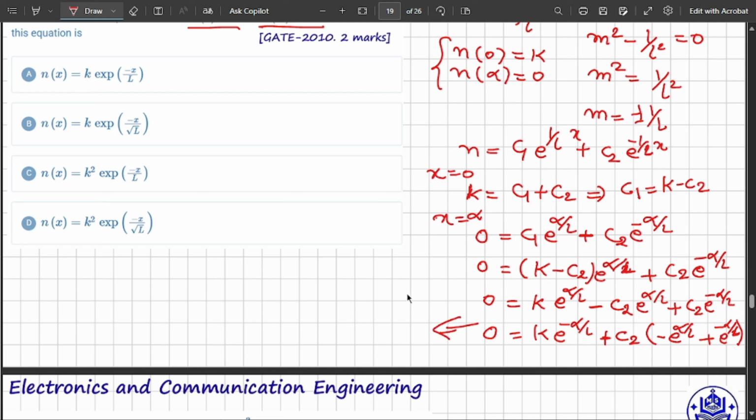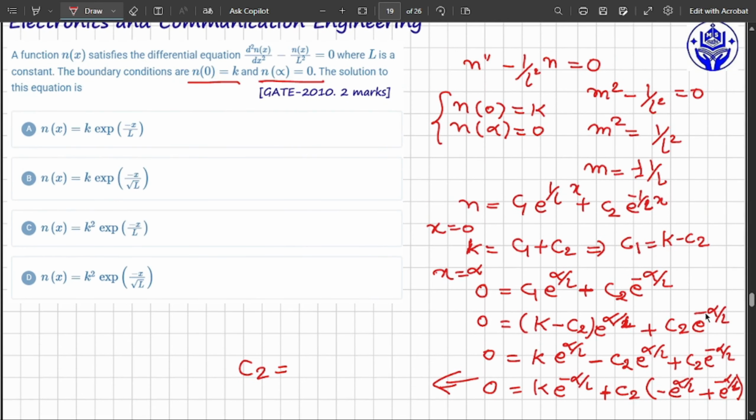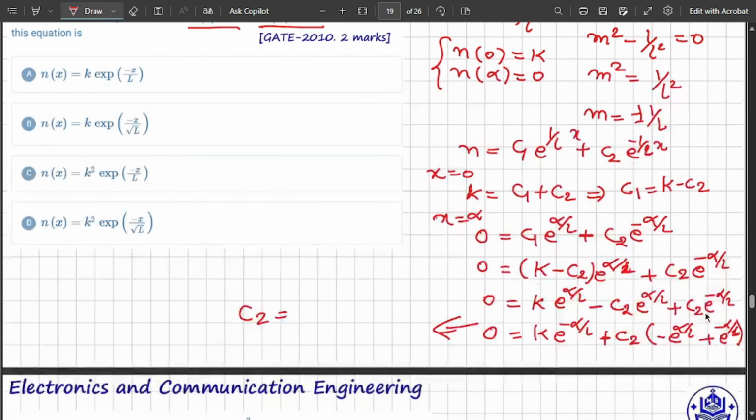we are going to find c2. So from here we can find c2. Okay, we'll just find c1 and c2 from here. So from here c2 will be k minus k e to the power minus alpha by L upon minus e to the power alpha by L plus e to the power minus alpha by L. So this will be the c2 here. If I replace with this, I'll get the solution.